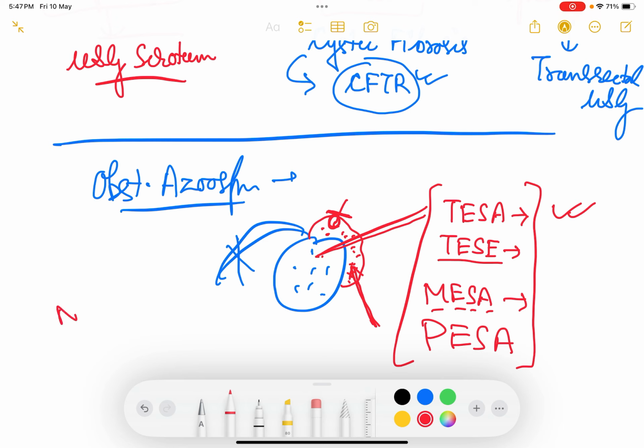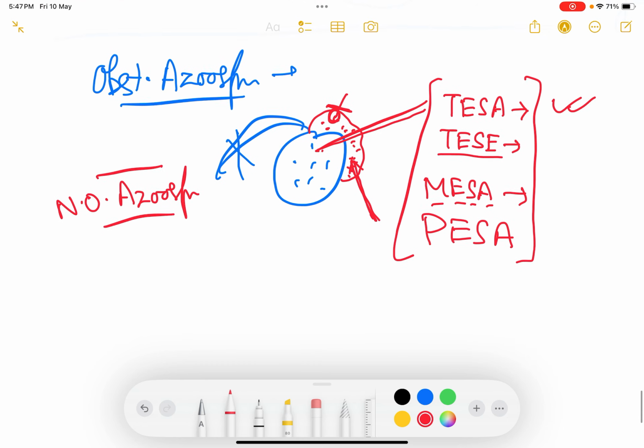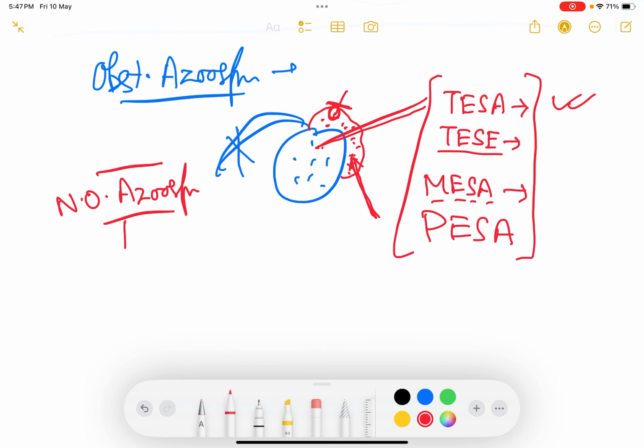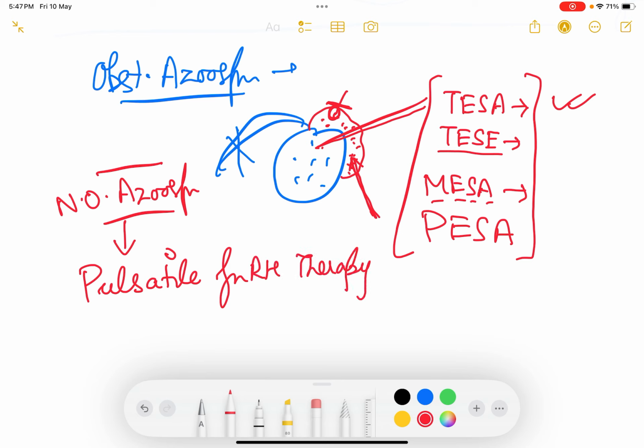But if it is non-obstructive azoospermia and there is a problem in the hormones or the LH FSH, then your treatment will be pulsatile GnRH therapy. That is, you are giving pulsatile gonadotrophin releasing hormone therapy. This hormonal therapy will help in production of testosterone and also in spermatogenesis, because the problem is above, that is hypo.